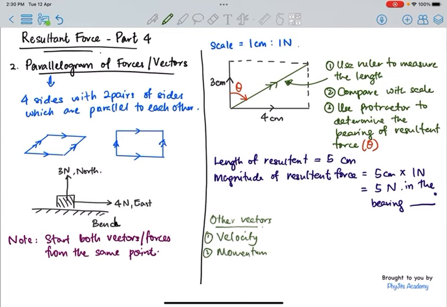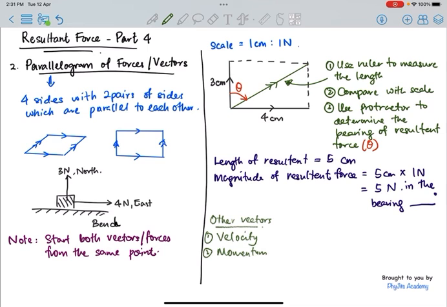A student must really know that all these are vector values, and vectors can be represented by lines and arrows. The resultant of those vectors can be solved either by a basic way if they are in the same plane, horizontal or vertical, or if they are in different directions, then you can use the parallelogram method or the triangle method.